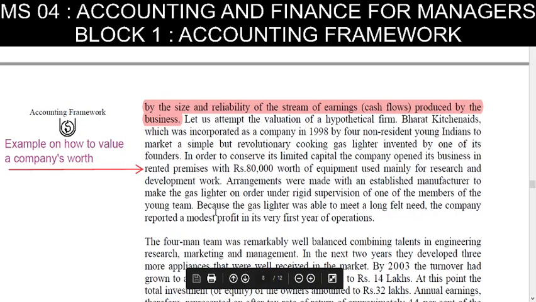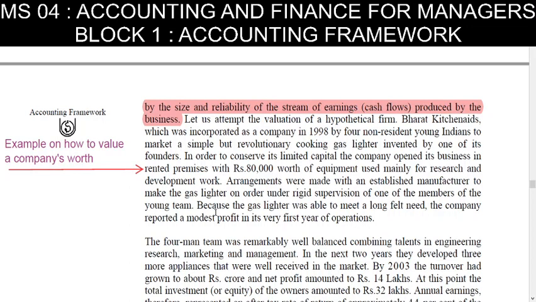Let us attempt the valuation of a hypothetical firm, Bharat Kitchen Aids, which was incorporated as a company in 1998 by four non-resident young Indians to market a simple but revolutionary cooking gas lighter invented by one of its founders. In order to conserve its limited capital, the company opened its business in rented premises with rupees 80,000 worth of equipment used mainly for research and development work.